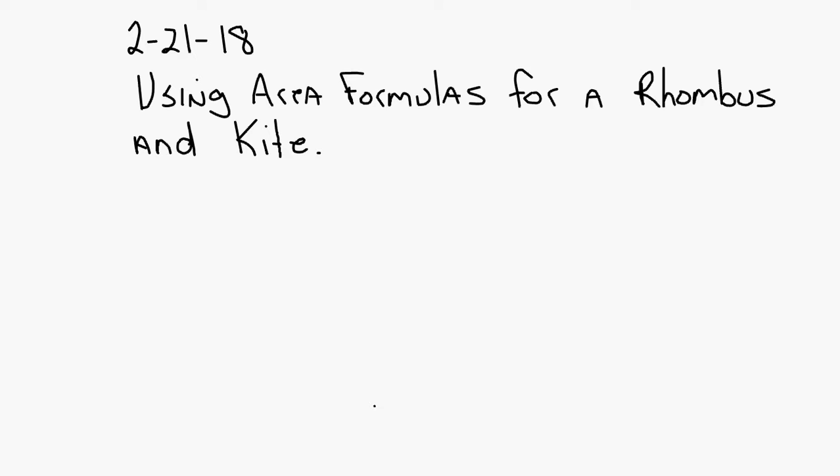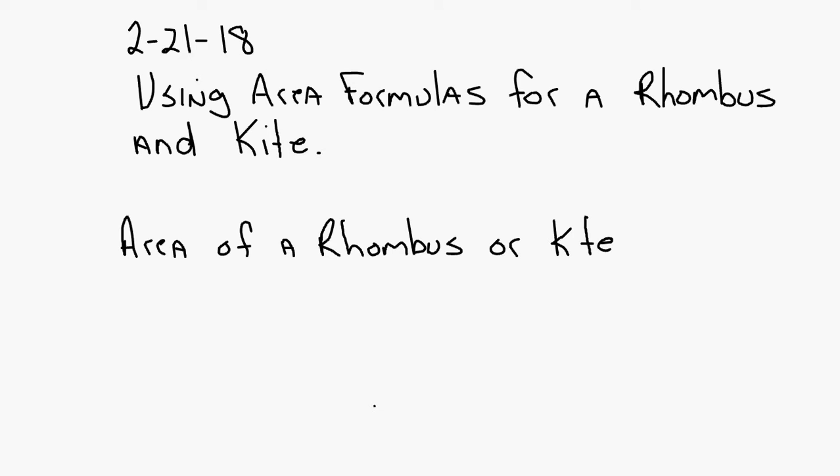So you've got area of a rhombus or kite. They both have the same area formula. Their area is equal to 0.5 times diagonal 1 times diagonal 2.